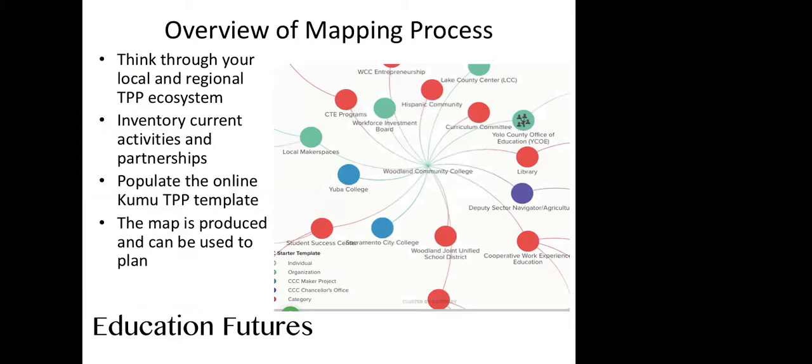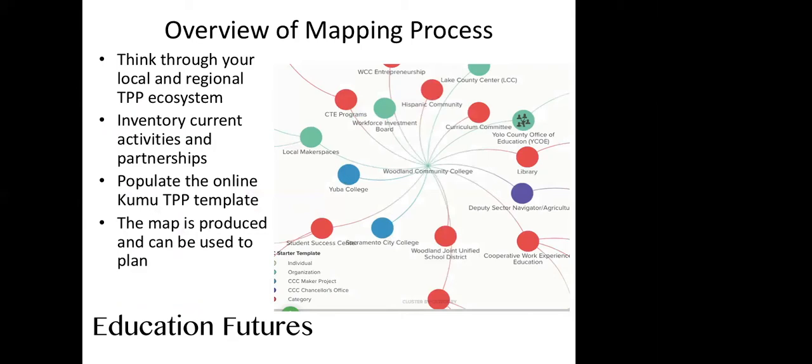So we talked a little bit about thinking through your current local and regional ecosystem, and what we mean by ecosystem would be partners or potential partners or organizations doing work in the teacher preparation pipeline. And then also looking at doing a current inventory of activities and partnerships.